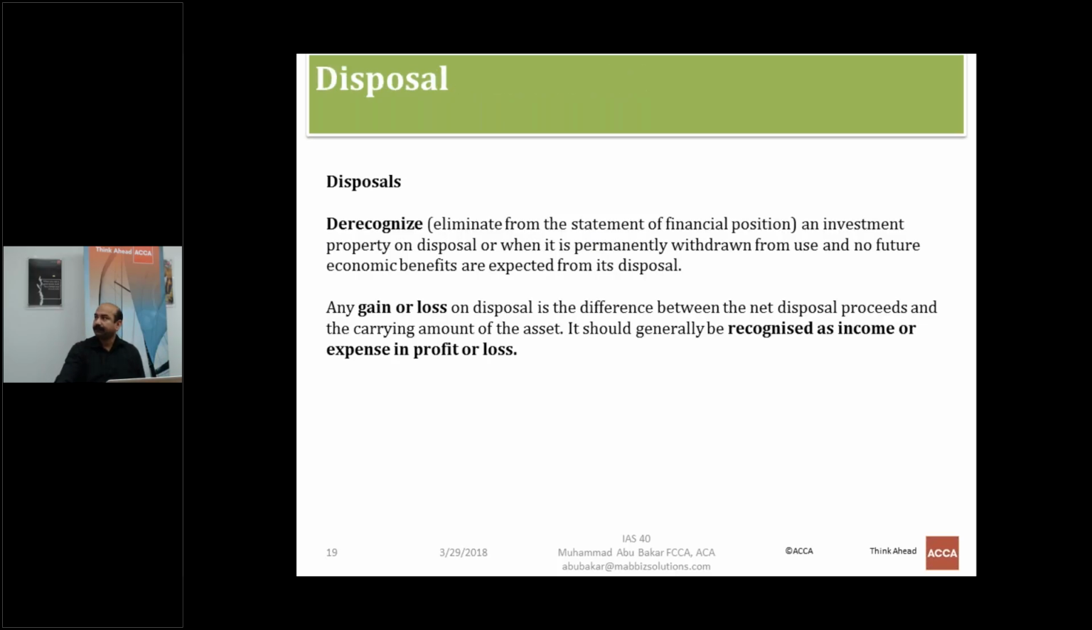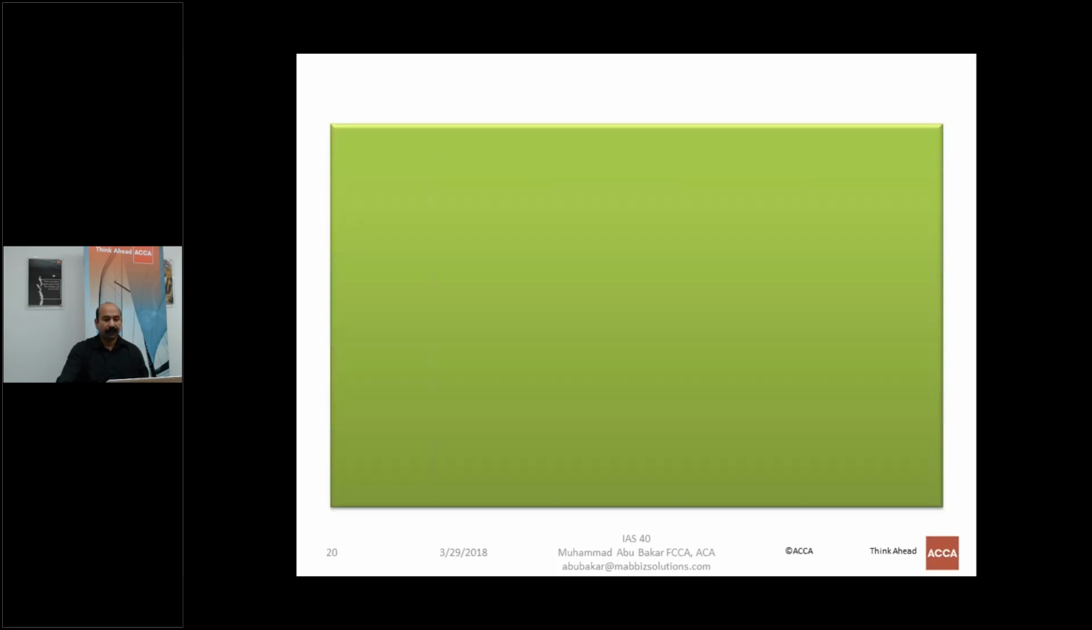Next is disposal. Simply derecognize, eliminate from the statement of financial position, an investment property on disposal, or when it is permanently withdrawn from use or no future economic benefits are expected from its disposal. Any gain or loss on disposal is the difference between the disposal proceeds and the carrying amount of the asset. It should generally be recognized in income or expense in the profit and loss account. Okay.